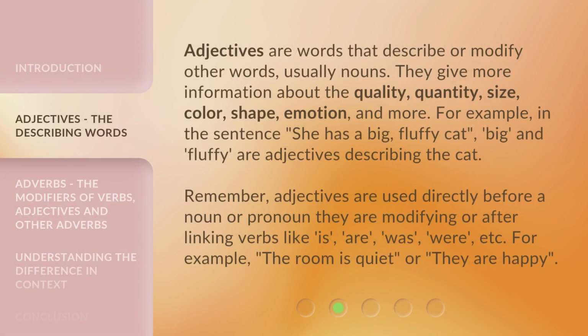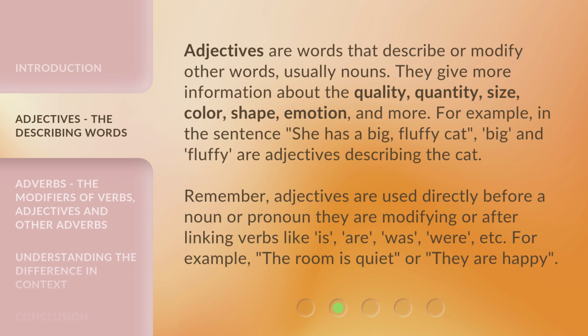Adjectives are words that describe or modify other words, usually nouns. They give more information about the quality, quantity, size, color, shape, emotion, and more. For example, in the sentence, "She has a big, fluffy cat," big and fluffy are adjectives describing the cat.